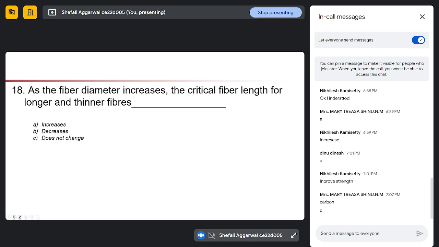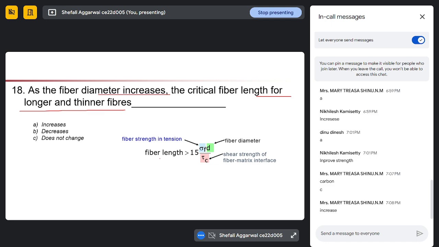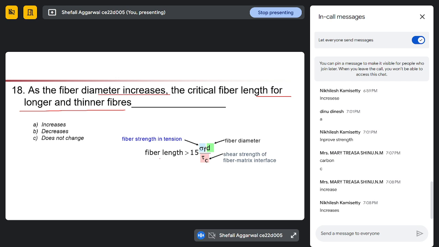So the next question is: as the fiber diameter increases, the critical fiber length for longer and thinner fibers will increase, decrease, or not change. So we will see the formula to calculate the fiber length. Fiber length increases. Okay, so that is the correct answer. Our fiber length is directly proportional to the diameter. So if your diameter is increasing, your fiber length will increase.